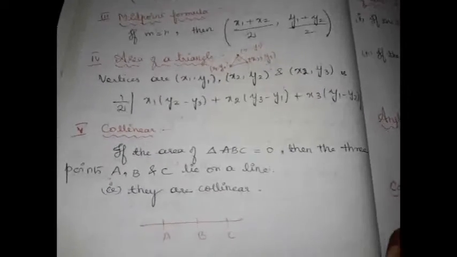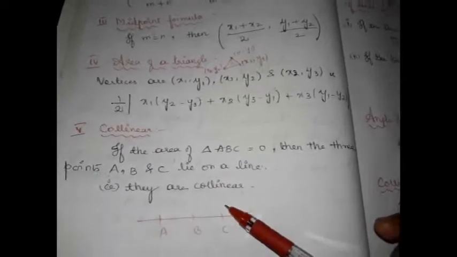So with the 3 given points, if the area of the triangle is 0, then we can say the 3 points are collinear. Only if the 3 points are collinear, we won't get a triangle there, and hence there won't be any area. Right? So these are all the things we have learnt in our class 10.